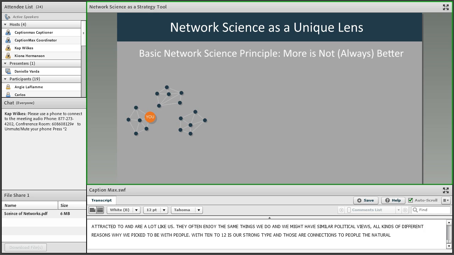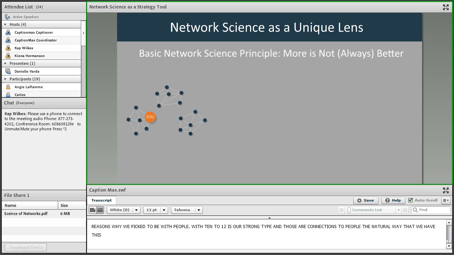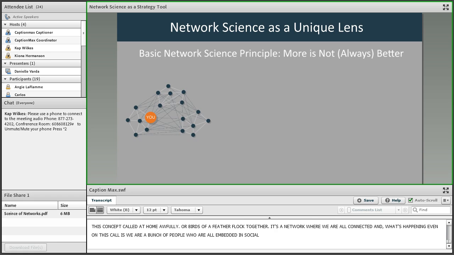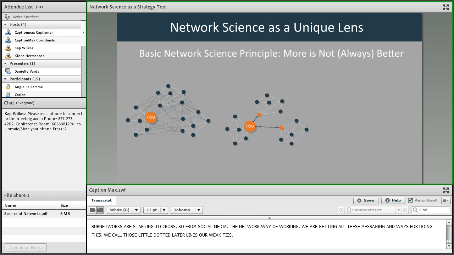But we tend to call those our strong ties, and those are connections to people. The natural way that we form networks is by this concept called homophily, this idea that birds of a feather flock together. And so we naturally tend to form connections in these little social sub-networks where we're all connected. And what's happening even on this call is that we're a bunch of people who are all embedded in little social sub-networks. But what's happening more and more is that these sub-networks are starting to cross. From social media, this network way of working, we're getting all this messaging and platforms for doing this. So that feels great, and we call those little dotted, lighter lines our weak ties.